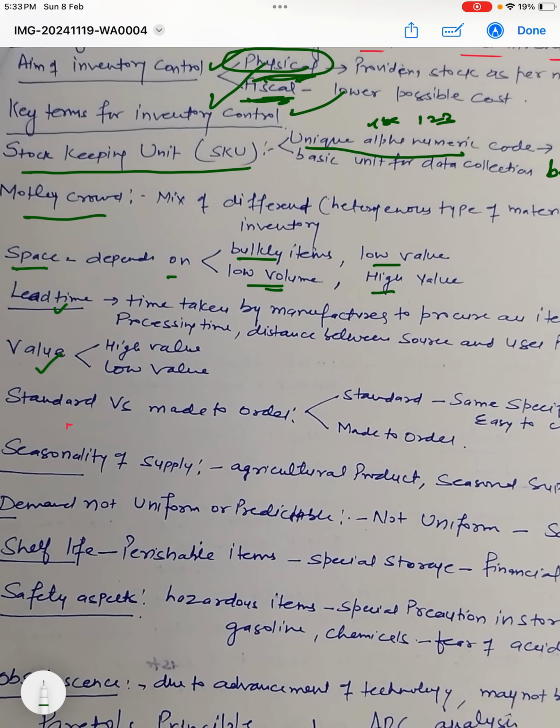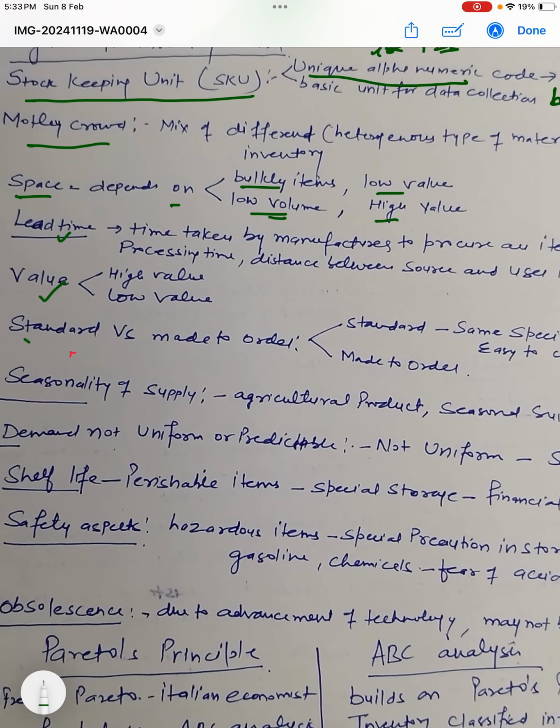Value: for high value products, you prefer to keep less inventory, and for low value products, no problem, we can keep more inventory. Standard versus made to order: like when you go to the market and buy soap, that's a standard product. Made to order means the product is customized as per the need of every customer. If the product is standardized, anybody will come and buy the same product, so I can keep more inventory. But if the product is customized, I cannot give the same product to everybody, so I have to keep less inventory.